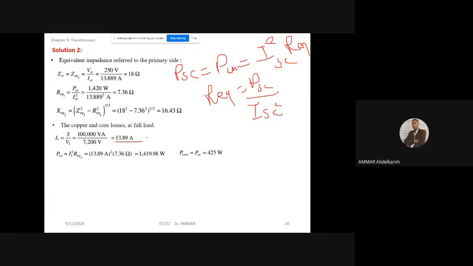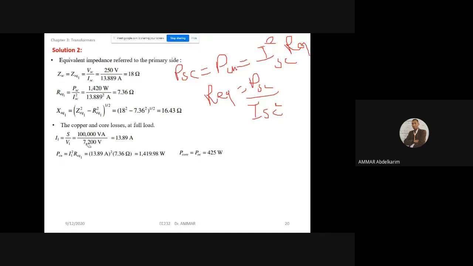But the full load means the maximum load that it can work with normally, without a risk of damage. But overload may cause damage to the transformer. So it may work overload for a short moment. But when we say full load, it means working with rated current.